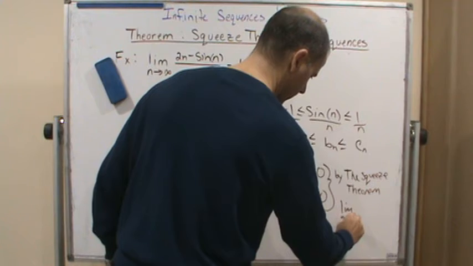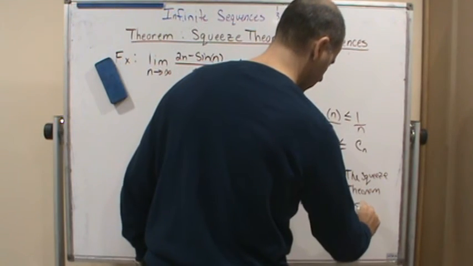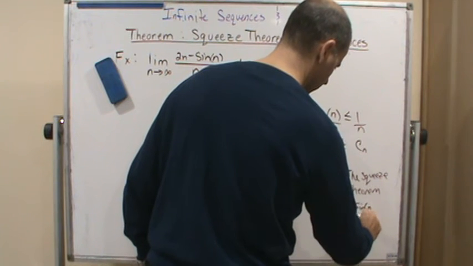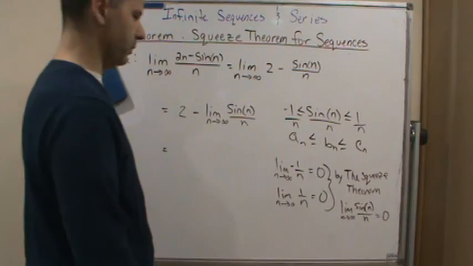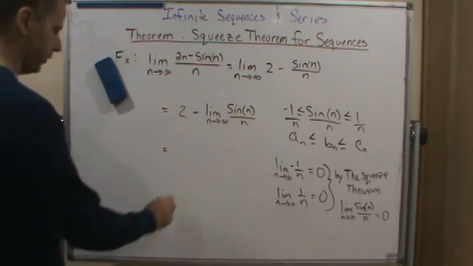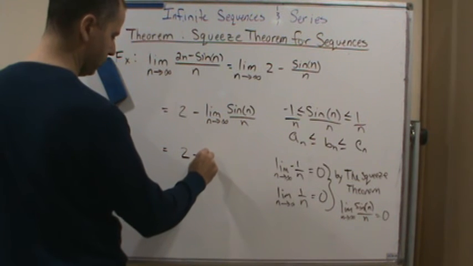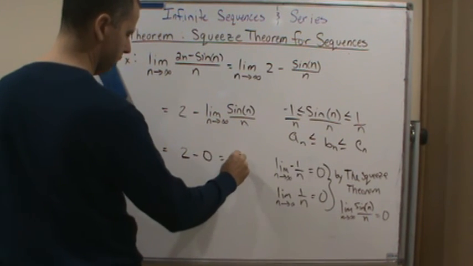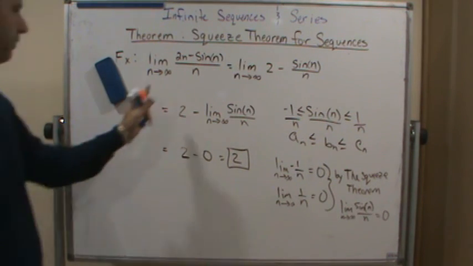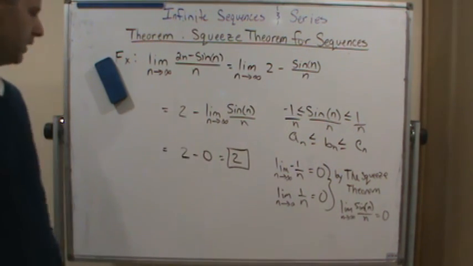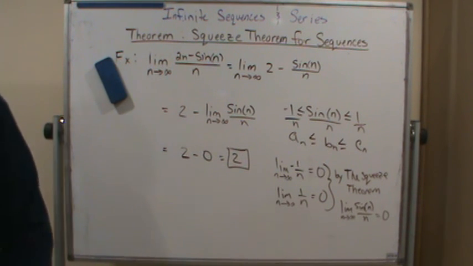the limit as n approaches infinity of sine n over n must also equal 0. So that means that this limit here is going to equal 2 minus 0, which equals 2. And so that's the limit. So the limit of this expression here as n approaches infinity is 2. And that's it.